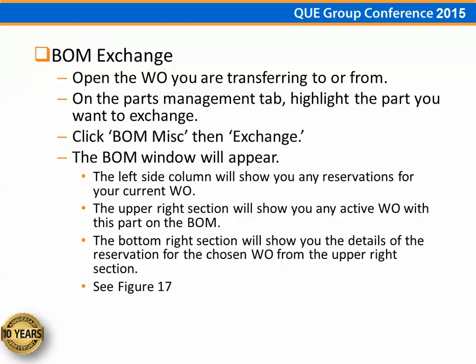Open the work order you're transferring to or from, and then on the Parts Management tab, highlight the part you want to exchange. Click BOM Miscellaneous and then Exchange, and you'll have a window pop up showing you the options. The left side column will show you any reservations for your current work order. The upper right section will show you any active work order with this part on the BOM, and the bottom right section will show you the details of the reservation for the chosen work order from the upper right section.